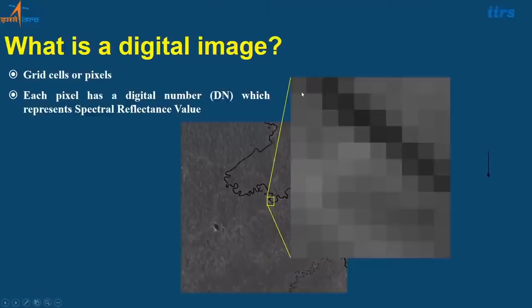Now let us look more closely at digital images, because these terms will be used in your future classes, where many times these kinds of words will be used. They will be useful for you. If we talk about what a digital image is, it is a grid of pixel cells like this.